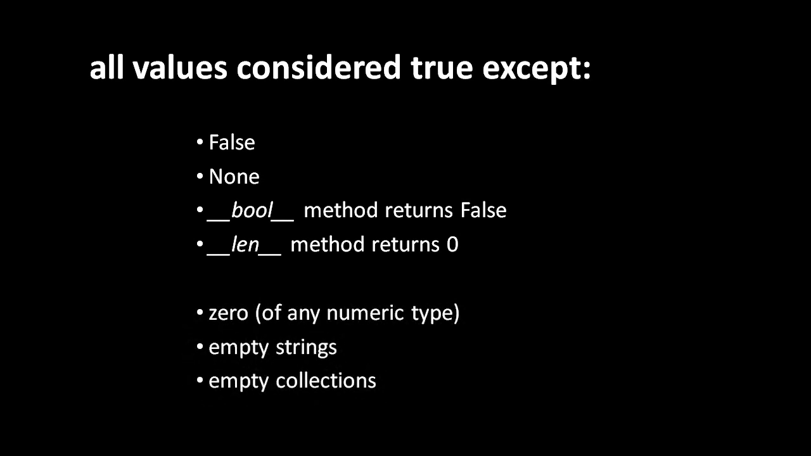So to sum it up again, all objects in Python have a truth value of true except for the Boolean value False, the special value None, numbers equal to 0, empty strings, and empty collections. For any classes you yourself define, the truth value is determined by the __bool__ or __len__ method, and if you give your object both the __bool__ and __len__ method, the __bool__ method is used to determine the truth value instead of __len__.